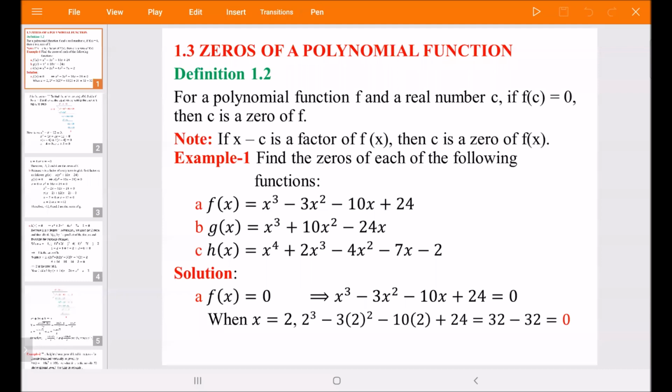x cubed minus 3x squared minus 10x plus 24. In polynomials, when you are interested particularly in finding the zeros of that polynomial, if the leading coefficient of that polynomial is 1, simply consider the factors of the constant term. If this polynomial has a zero and it can be obtained through some calculation, then those numbers will be among the list of numbers that are factors of the constant term.